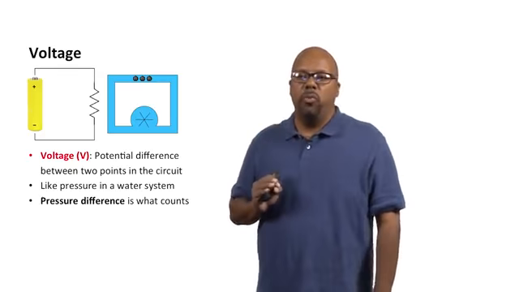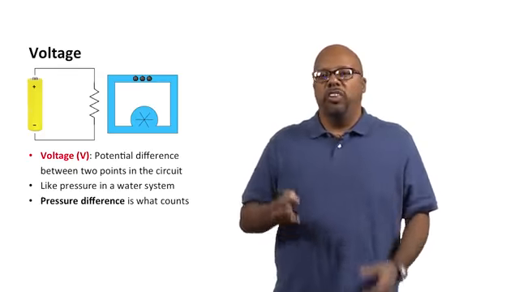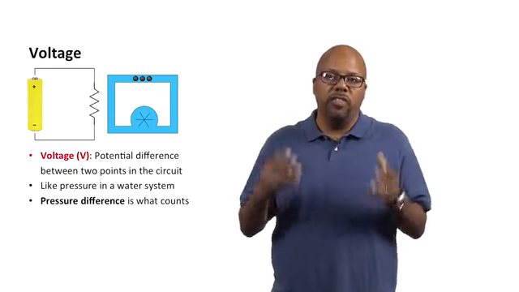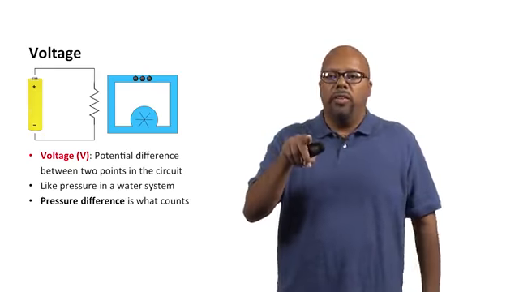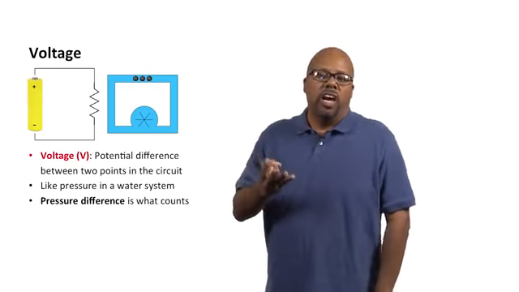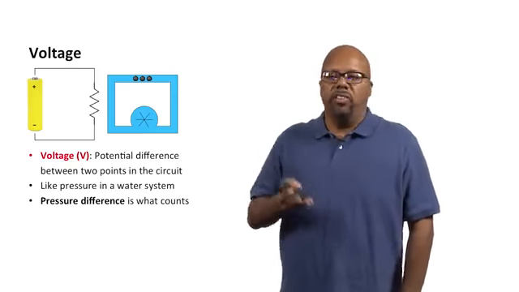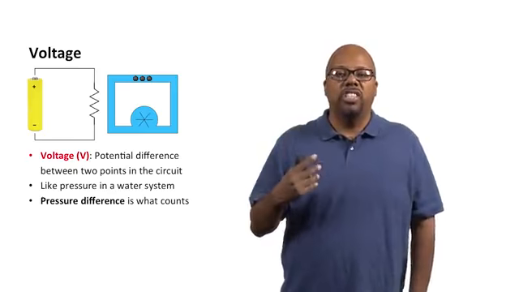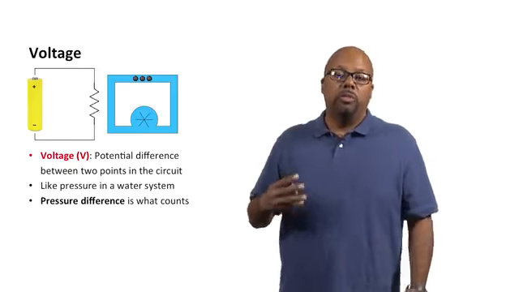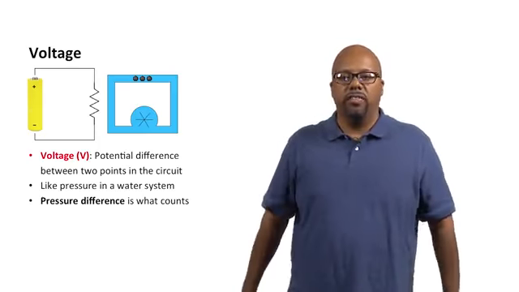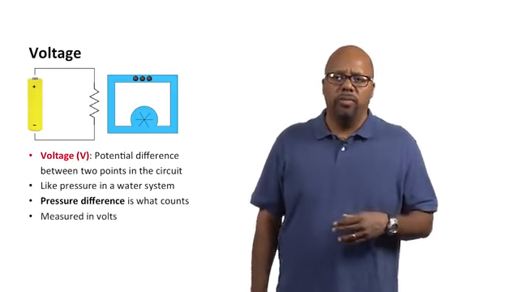And voltage is the same way. There has to be a difference in voltage, and that's what they call potential difference, or difference in potential. So between the positive and negative terminals of the battery, you have a potential difference of whatever amount of voltage the battery is. Say that battery is rated at 5 volts, then that means there's 5 volts potential difference between the positive and negative terminals, which means that if you wire those two together, current will flow from the positive to the negative. So it's measured in volts.